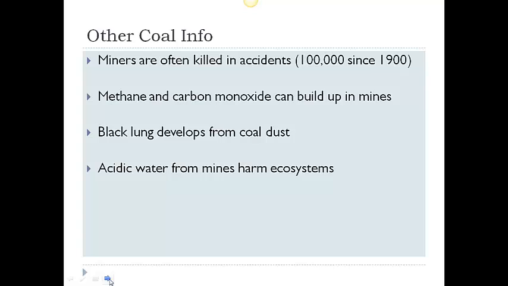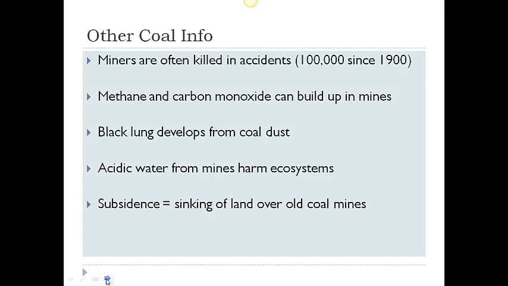A lot of acidic water ends up coming off of mines because they have to wash the coal, as an earlier slide showed, to get the sulfur out of it. And sulfur in water becomes an acid. And so that is not good for ecosystems. So we learned last unit, anytime you make the pH of a waterway, for example, more acidic, you're hurting organisms in that waterway.